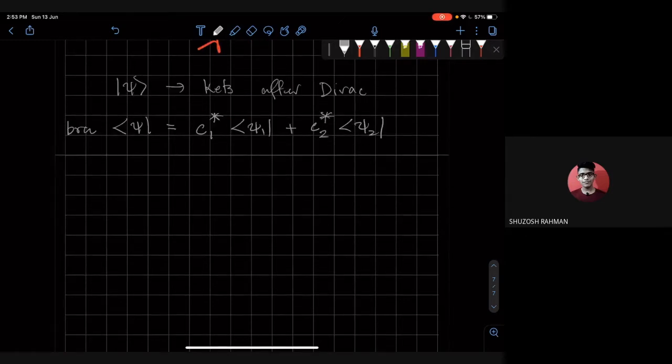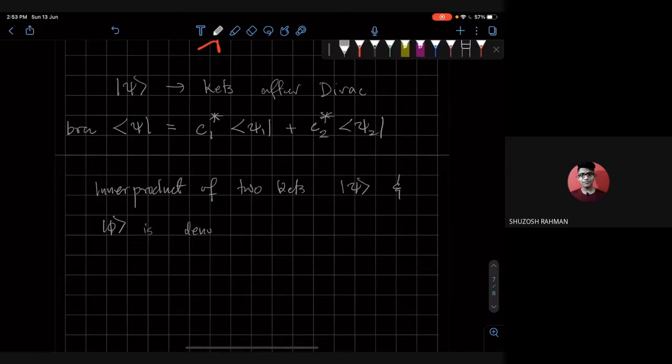So the inner product of two kets, say psi and phi, is denoted by bra phi, ket psi, and it's a complex number, and it has the property that if you take the complex conjugation, then it reverses the order.